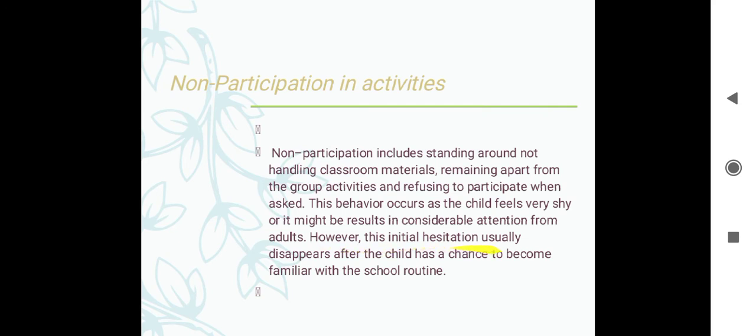However, this initial hesitation usually disappears after the child has a chance to become familiar with the school routine.